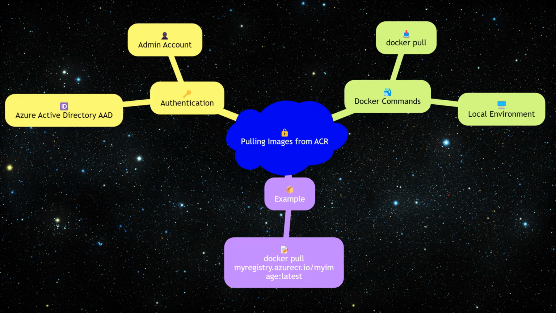To pull images from ACR, you need to authenticate with the registry. This can be done using Azure Active Directory, AAD credentials, or an admin account. Once authenticated, you can use Docker commands to pull images. For example, docker pull myregistry.azurecr.io/myimage:latest will download the specified image from your ACR to your local environment.